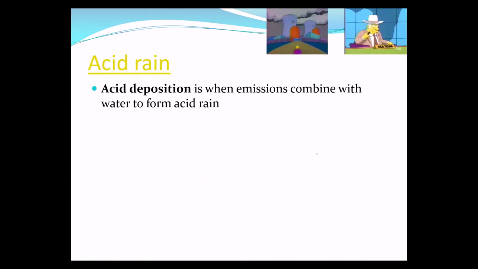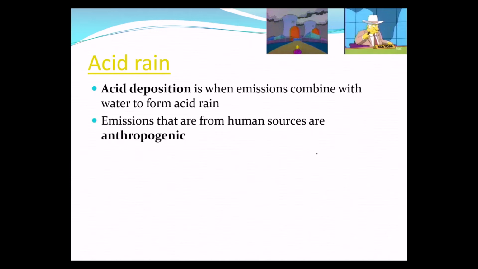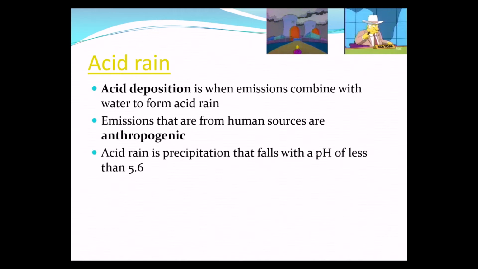So acid deposition is when emissions combine with water to form acid rain. Emissions that are from human sources are called anthropogenic. So not all acid rain is caused by human sources. Volcanoes cause a lot of acid rain, and that's not human caused. So the definition of acid rain is anything that falls with a pH of less than 5.6. So if your rain has a pH of 6, it wouldn't be considered acid rain.